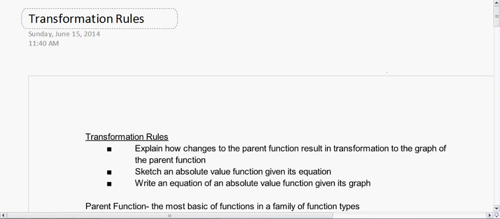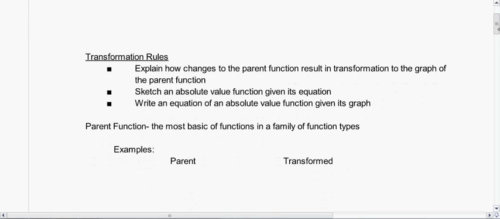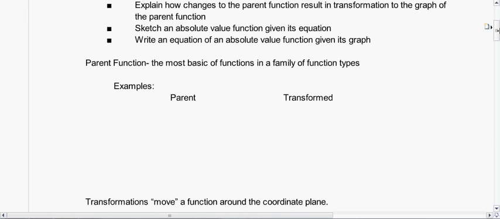So the place to start with transformations is always with a parent function, and a parent function is the most basic of family function types. For example, if we start off with f of x equals x, that parent function's graph looks like just that simple line that goes right through the origin, has a slope of 1 and a y-intercept of 0.